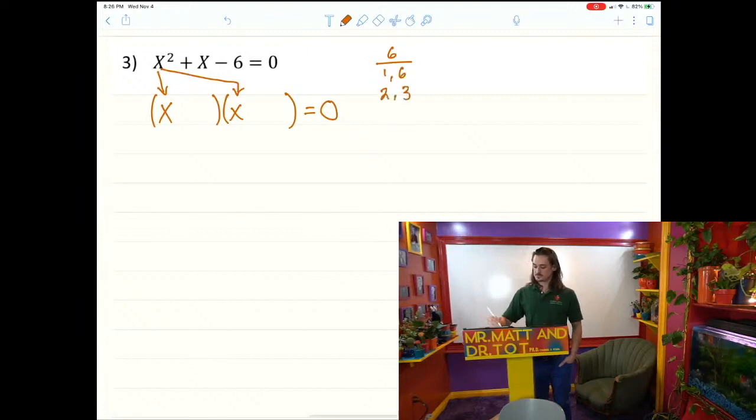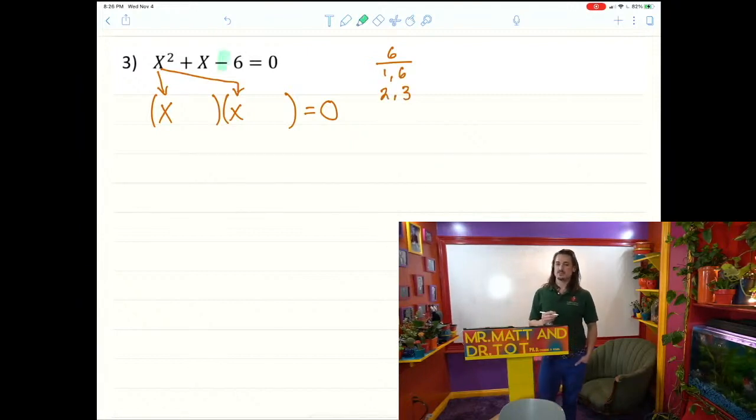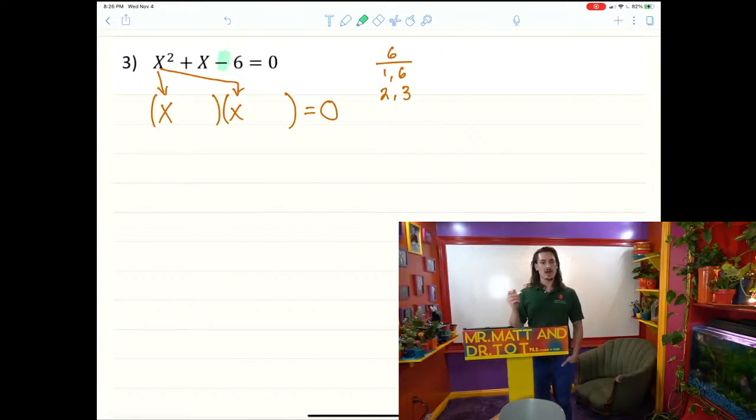Here's a little clue. If your C value is negative, your factors are going to have opposite signs. And the larger value will have the sign of your B value, because you need the larger value to overtake the smaller value's sign and remain whichever sign that you intend it to be. So notice that 2 and 3 can be combined in such a way to multiply to get negative 6, and to add to get positive 1. Excuse me, positive 1, not positive 3.